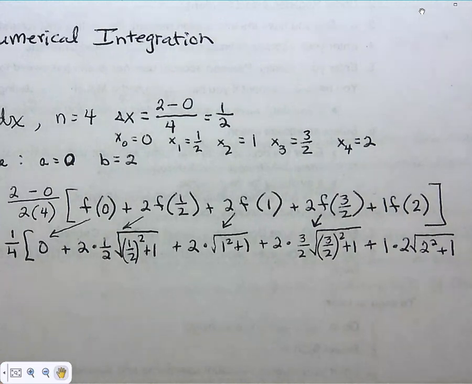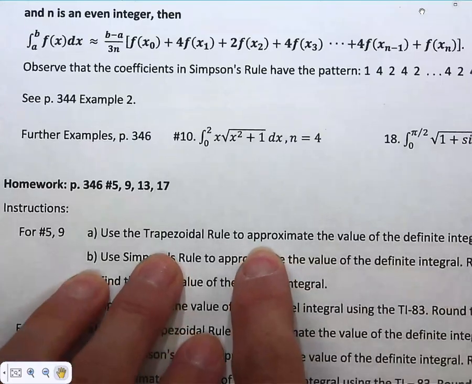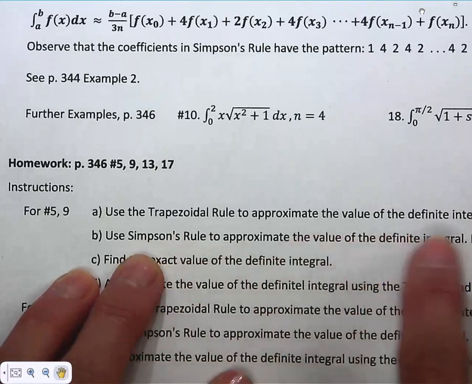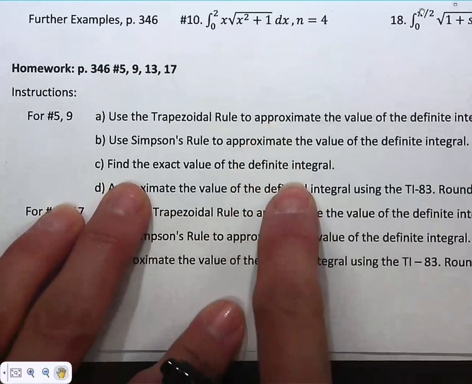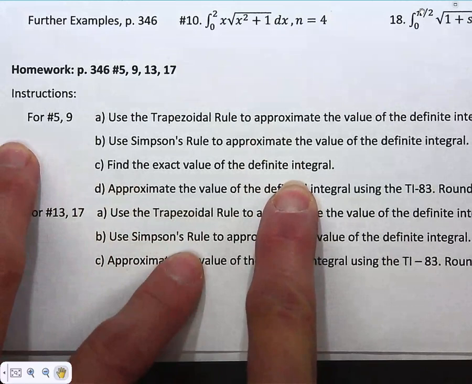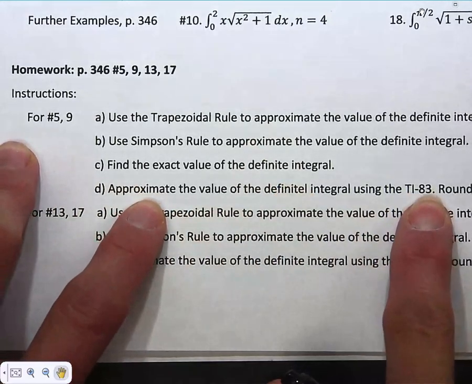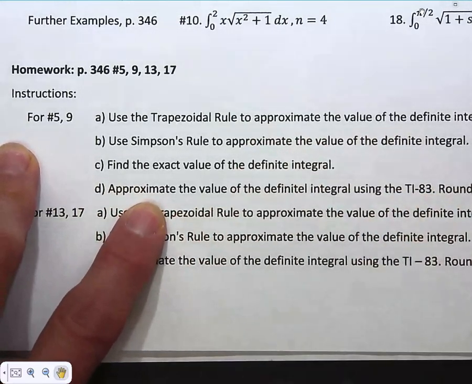Now, notice in the homework, I've given you very specific instructions. I said, use the trapezoidal rule to approximate the value of the definite integral, and then use Simpson's rule to approximate the value of the integral. And then find the exact value on the first two problems, because you actually can. You can use substitution, and then check all three of them on your calculator. Make sure that all three of those are darn close to what your calculator would give you.